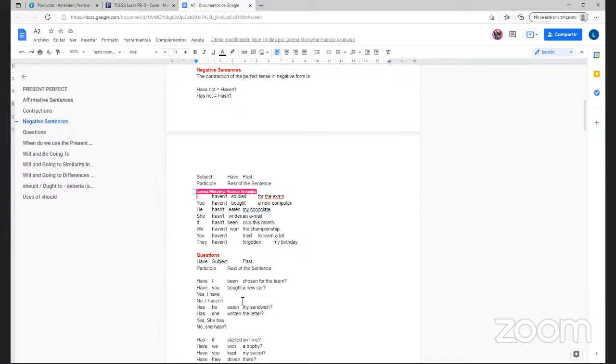I haven't studied, negative, the verb in past participle, and the complement, for the exam. He hasn't eaten my chocolate, right? So in negative, hasn't, and the verb eaten. And the same with the others. The only thing is not to forget to put not after the auxiliary.